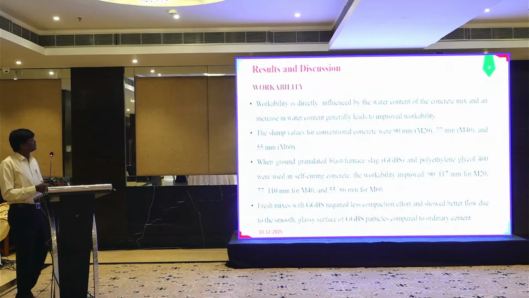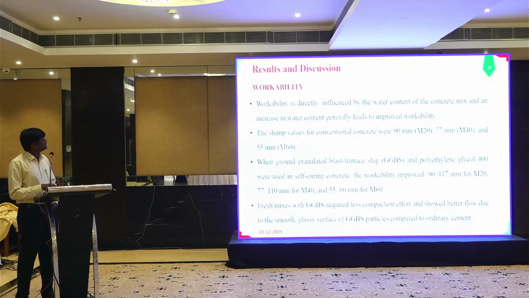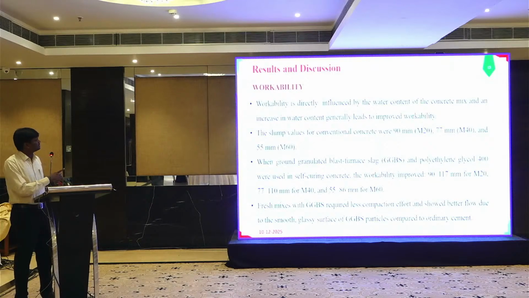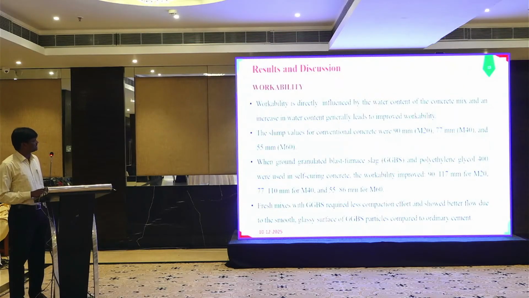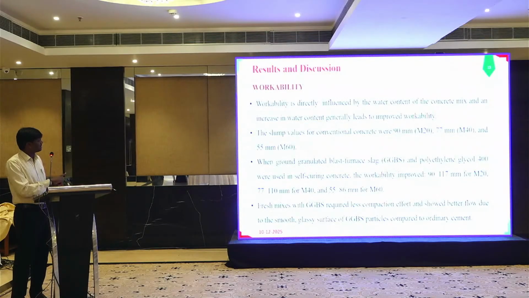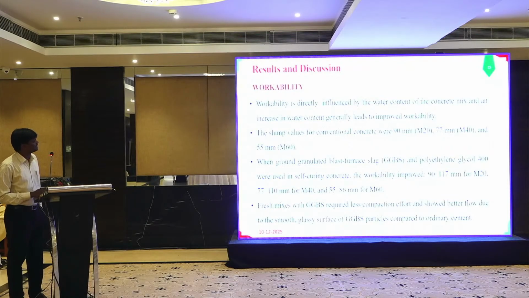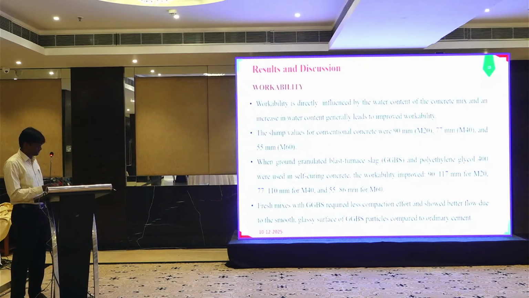After all the mix types were prepared in the laboratory, workability was checked against the conventional concrete. Slump values observed are 90 for M20, 77 for M40, and 55 mm for M60 grade concrete. Those are for conventional concrete, and the remaining are varying from 90 to 117 for M20 concrete, 77 to 110 for M40 concrete, and 55 to 86 for M60 concrete.